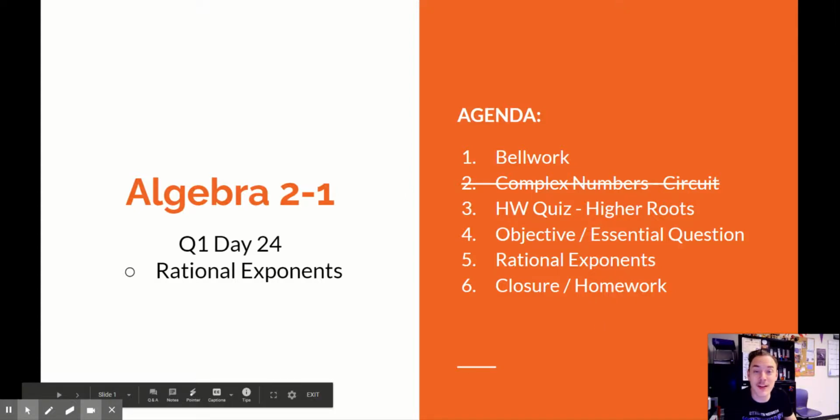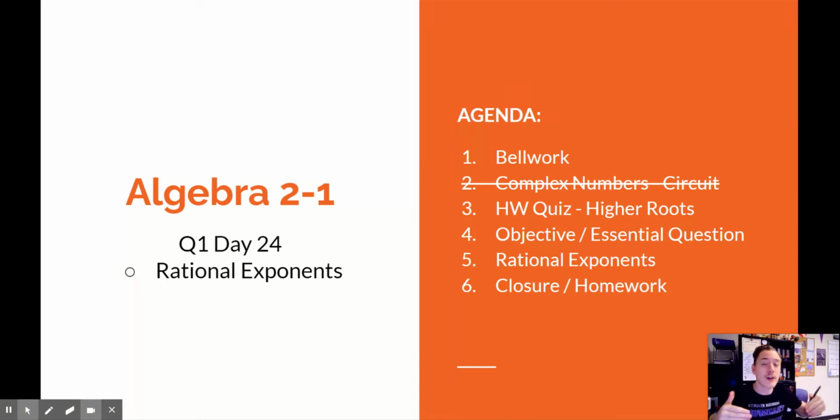Algebra 2.1. This is Mr. Carlson, C-squared mathematics. We are going to learn rational exponents. So this is wrapping up the week, rational exponents. We're going to get to bell work, homework quiz, and then through the lesson.